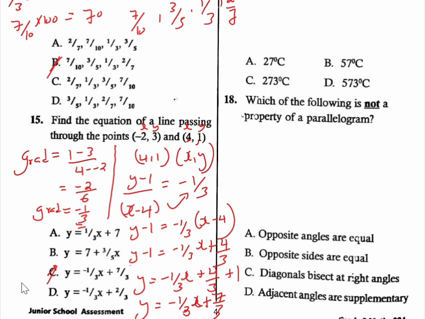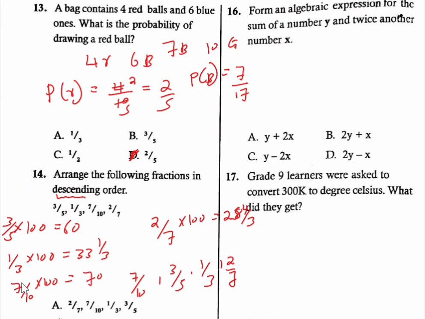So we continue to question number 16. Let me wrap this so that I can find enough space. Question number 16 says, form an algebraic expression for the sum of a number y and twice another number x. So here we have two numbers. The first number is y. And the second number, they're saying twice another number x, so twice a number x will be 2x.